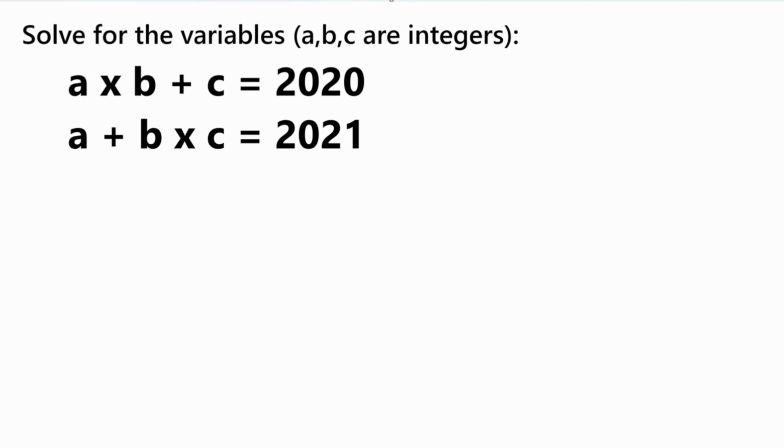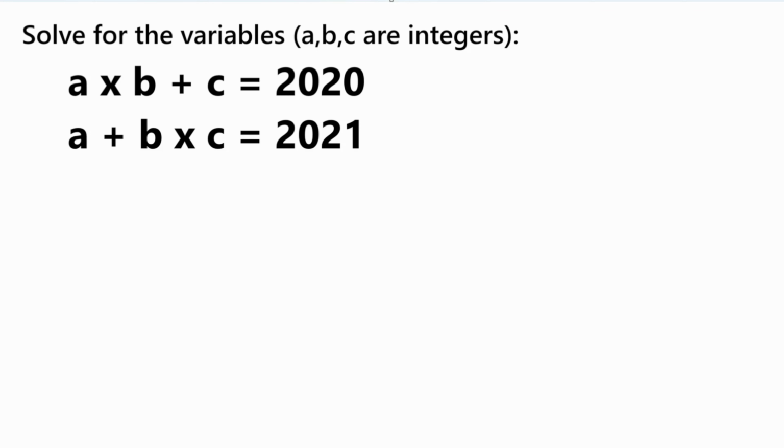So a times b plus c and a plus b times c. We have three variables that we need to solve for. However, we're only given two equations. Here we have the total answer of multiplying a times b and adding c, you get 2020. And here we get a plus b times c is 2021. And as we all know, 2020 and 2021 are really close to each other.